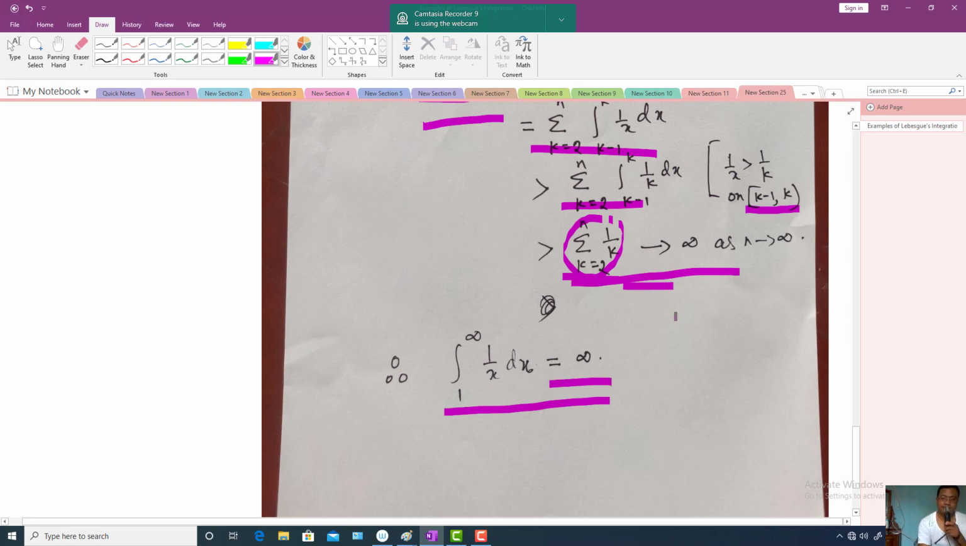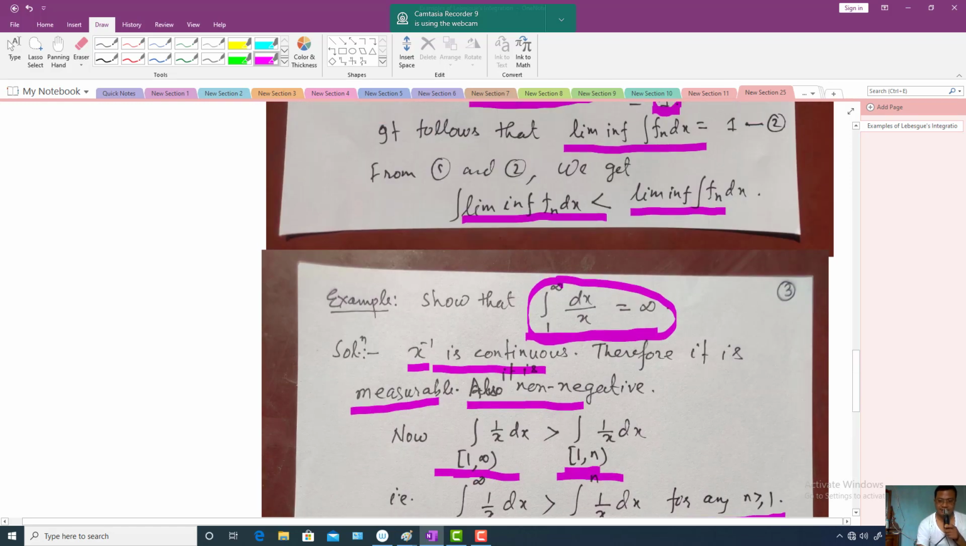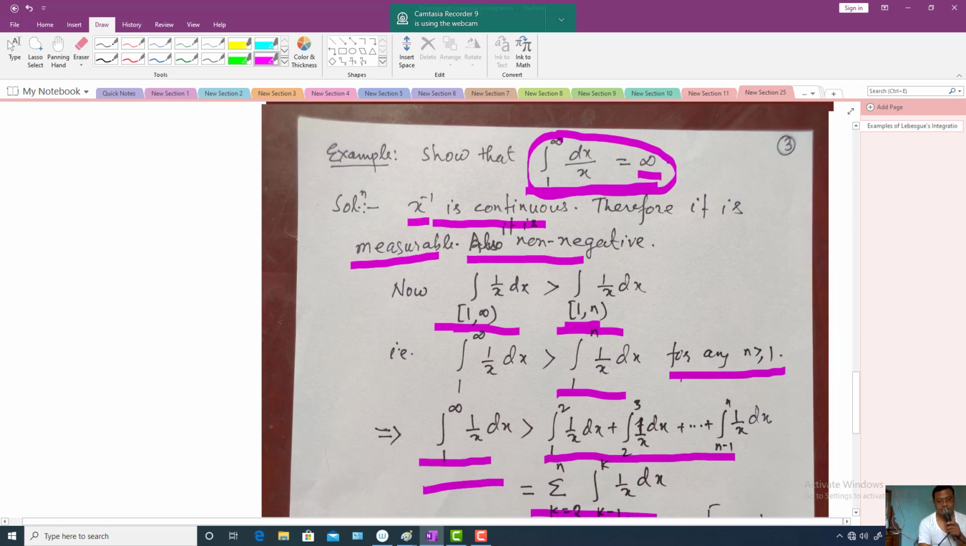This is how you prove it, just using Lebesgue's definition of integration. We have proved that the integral from 1 to infinity of dx by x is equal to infinity. We are not using the old concept or definition of integration of class 12 or graduation level, but using the Lebesgue integration definition, we have proved that it is equal to infinity. There are lots of similar examples that you can do.